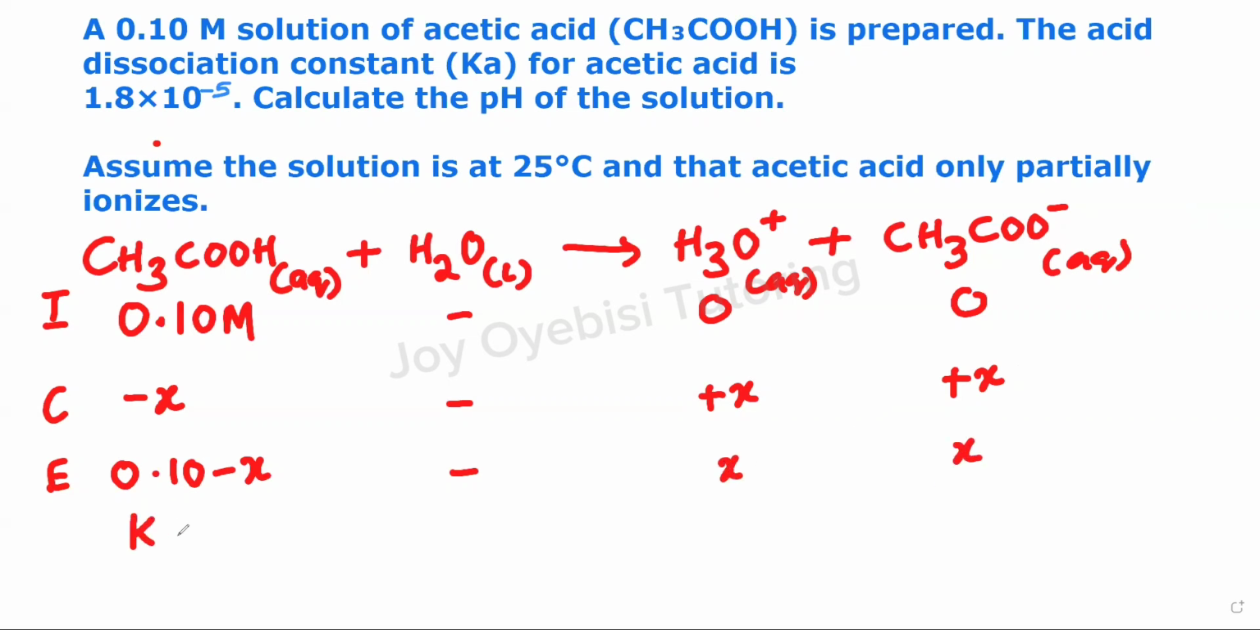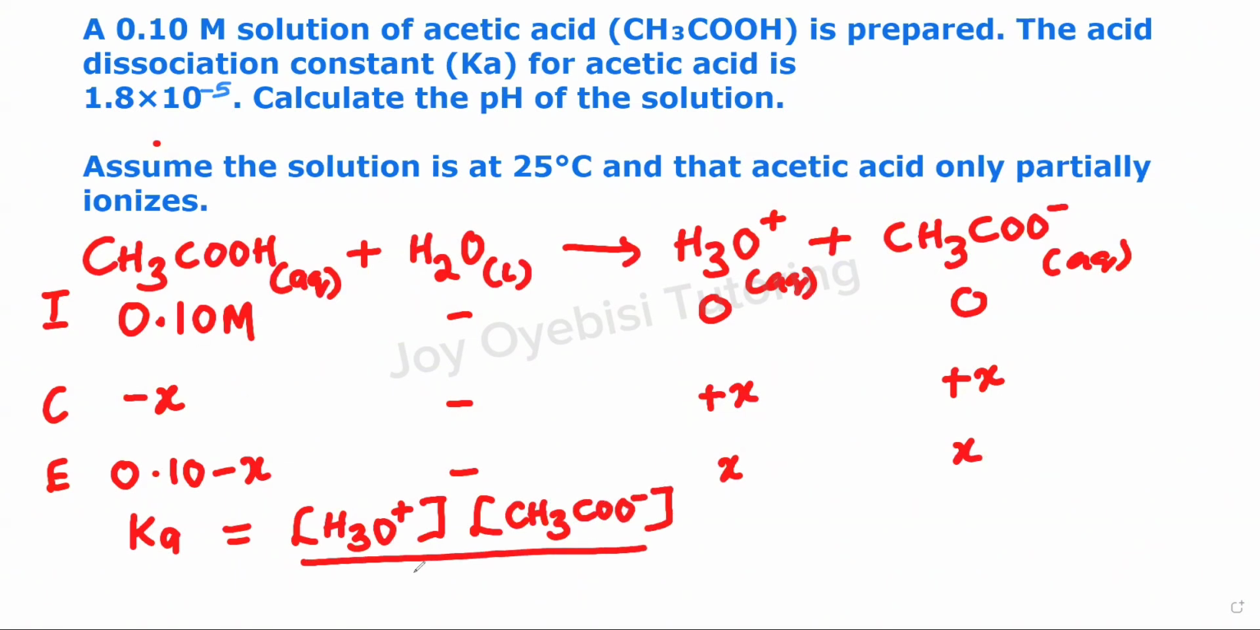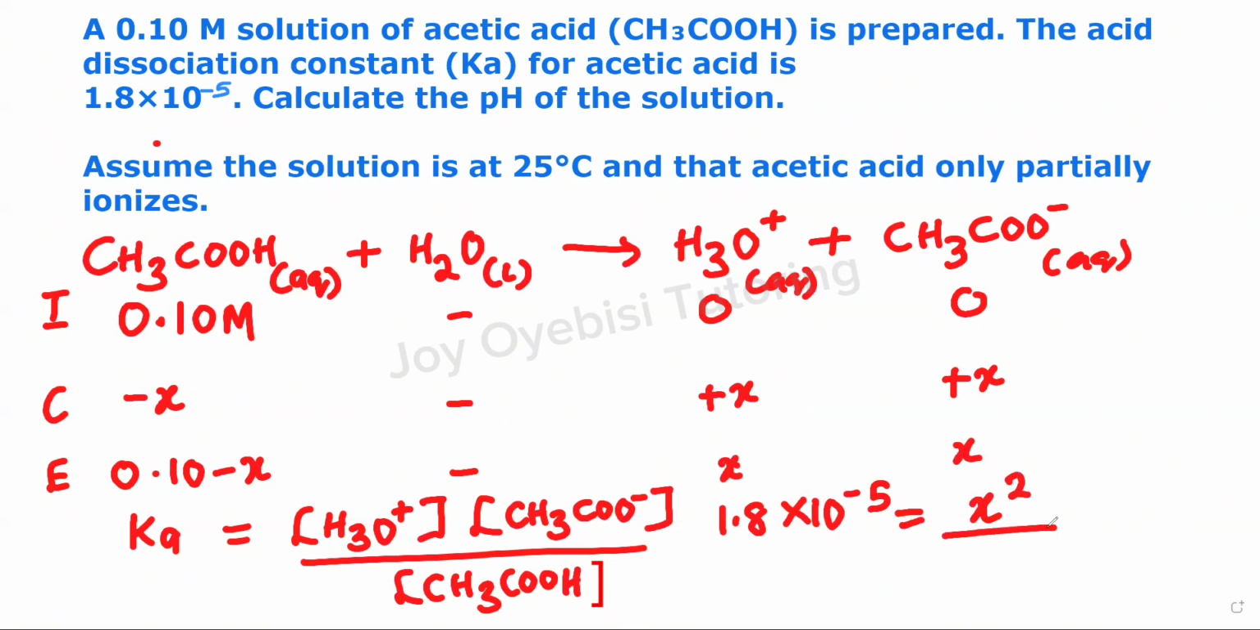So at this point, we're going to write out our Ka expression, which is going to be the product over the reactant concentration, excluding the H2O liquid, okay? So liquid, solid do not appear in the expressions. So our product over the reactant, which is CH3COOH. Now the Ka, the acid dissociation constant given to us, is 1.8 times 10 to the negative 5, equals X times X. So at equilibrium, these two are X. X times X is X squared. Okay, this times X over.